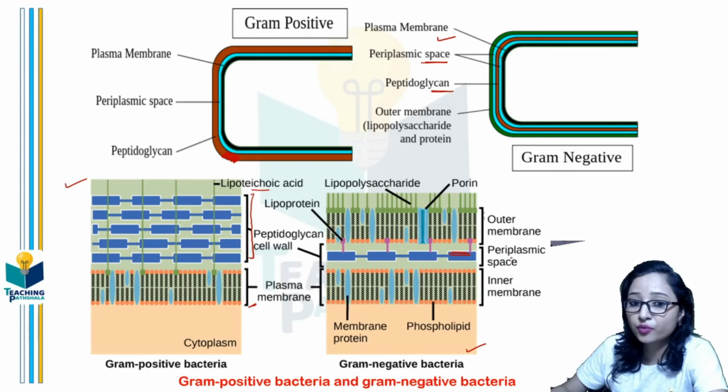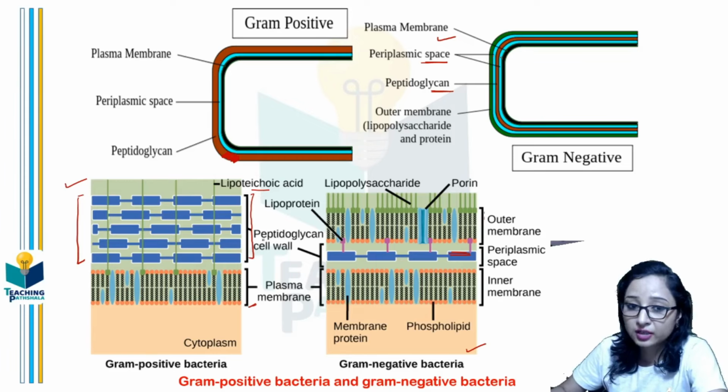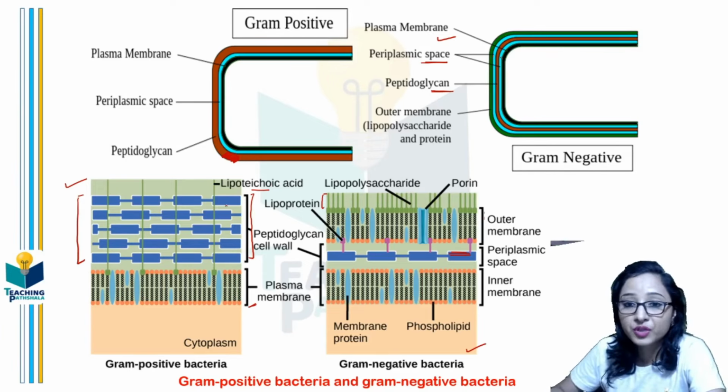That is the thin layer of peptidoglycan, right? You can see the single layer, whereas here there is the presence of multiple layers of peptidoglycan. So that is why we say that in a gram positive bacteria, the thickness of peptidoglycan is very high as compared to the gram negative bacteria. And last, this final or outermost layer is known as lipopolysaccharide, which is mainly present in gram negative bacteria but not in gram positive bacteria.